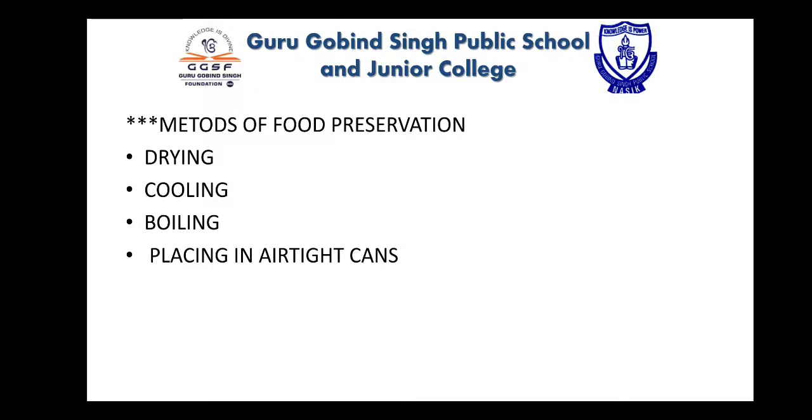So, let's start, children. Methods of food preservation. There are mainly 4 methods we are using for preservation of food. First one is drying, then cooling, boiling, and last one is placing in airtight cans. Other than these methods, preservatives also we can use for preservation of our food, but that we are going to learn in the next video. So let's learn about these 4 methods.